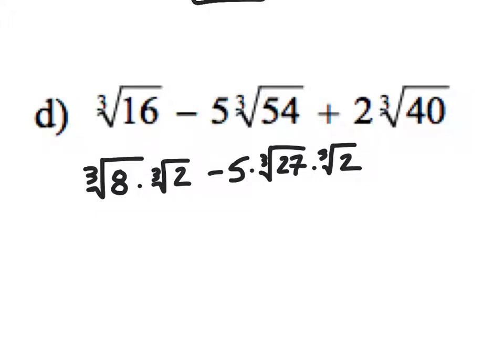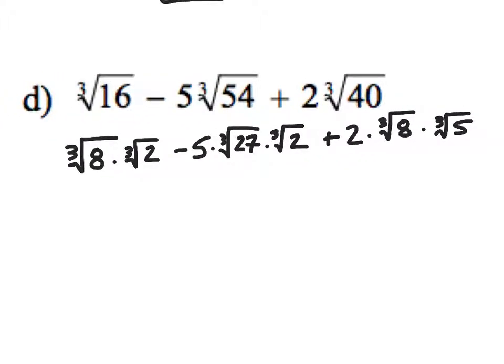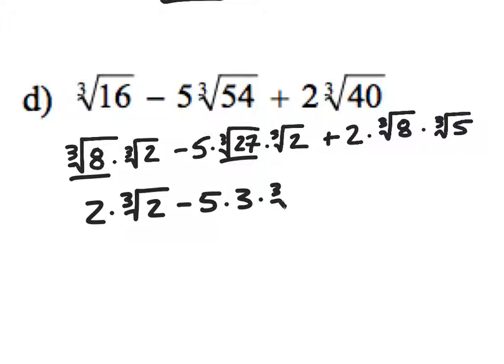Okay. And now what I've got is this, plus 2 times the cube root. Now I can split up 40 into the cube root of 8 times the cube root of 5. Okay. Now, here's what I'm going to do. I'm going to see what I can evaluate here. So if I take the cube root of 8, that's going to be 2. So 2 times the cube root of 2 minus 5 times, now the cube root of 27 is 3. But this is 3 times the cube root of 2. Notice how both of these terms have a cube root of 2. Plus 2 times the cube root of 8 is 2, and I'm left with the cube root of 5.